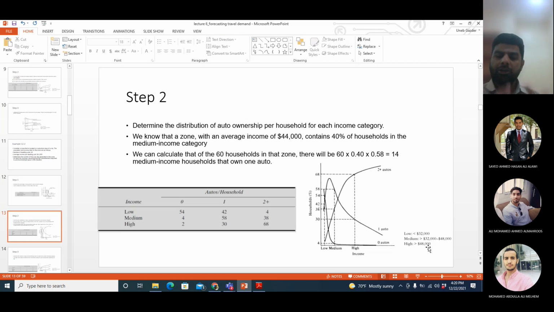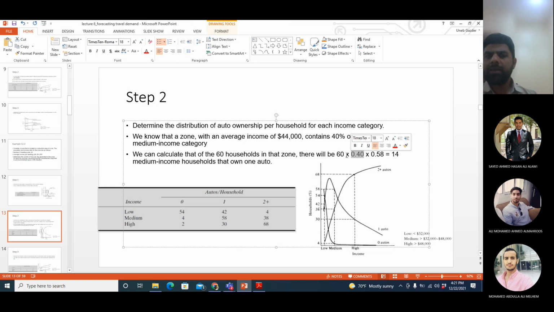Each time you find out the total number of households in that income category, and from that you find out the percentage having 0 cars, 1 car, and 2 or more cars. Then you multiply that percentage with the percentage of households for that income category multiplied by the total.